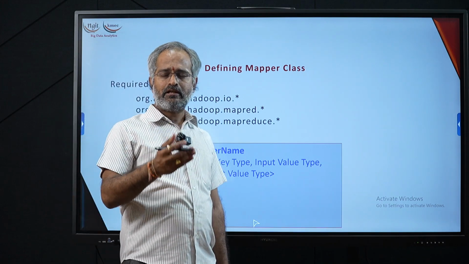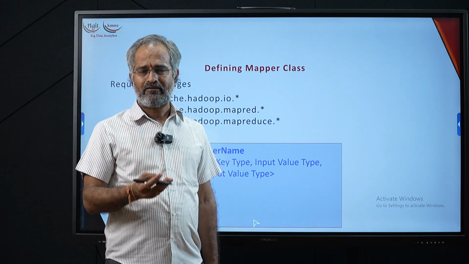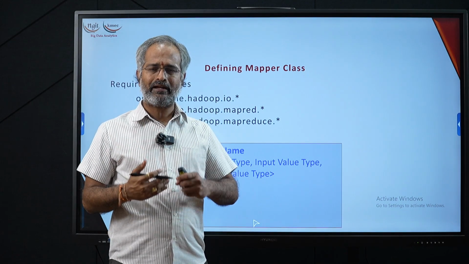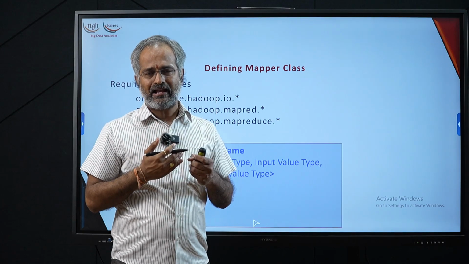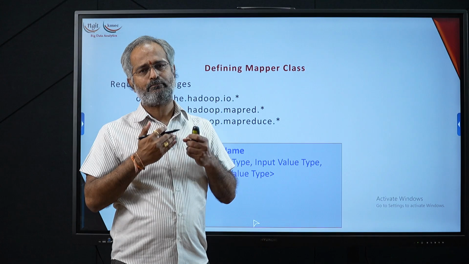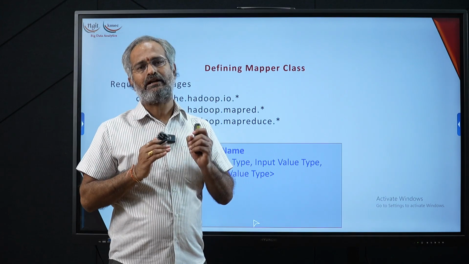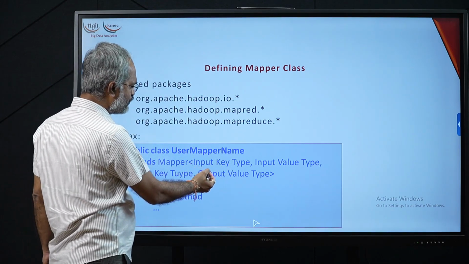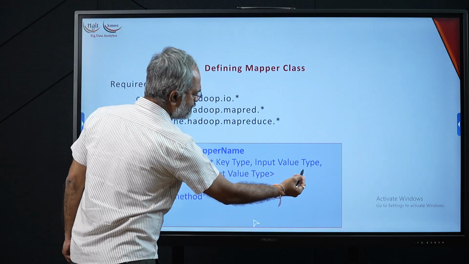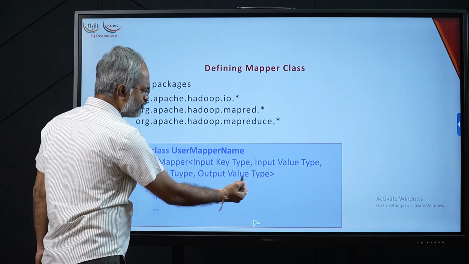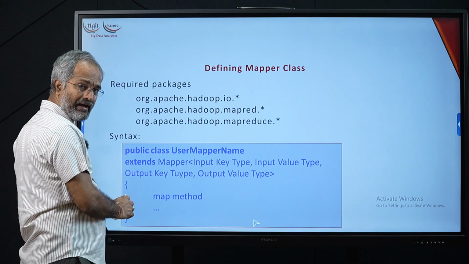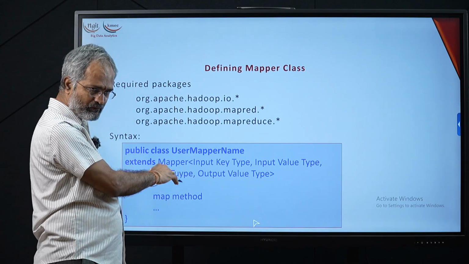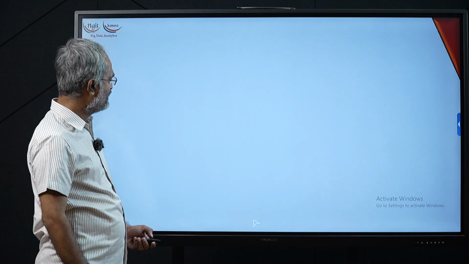Because the input for the mapper is always a key value pair. The mapper has an input key value pair and an output key value pair. So we have to mention the input key data type, input value data type, output key data type and output value data type. We are specifying all of them. And then within that we have to define the map method. How to define the map method, we will see in the next slides.